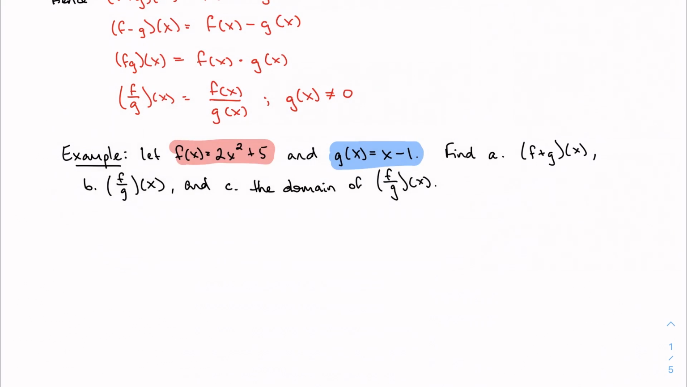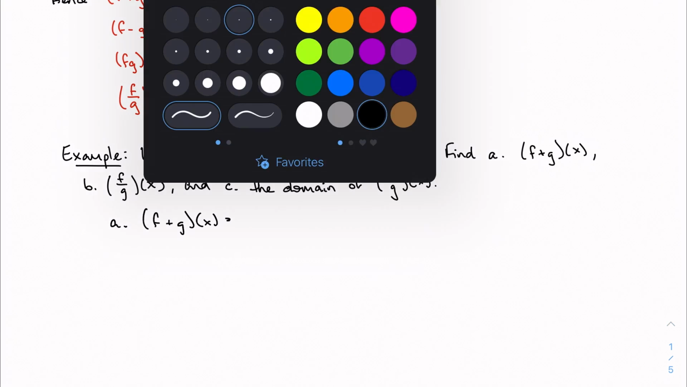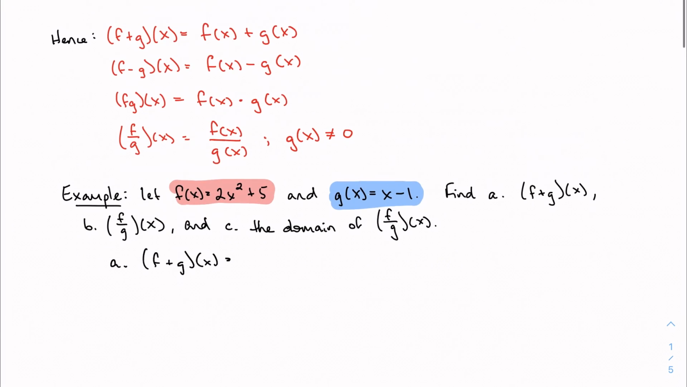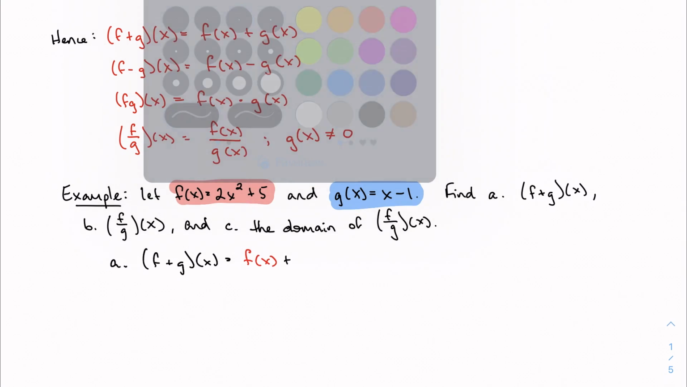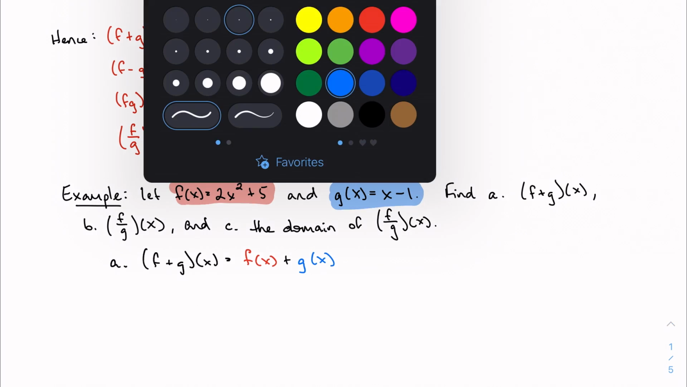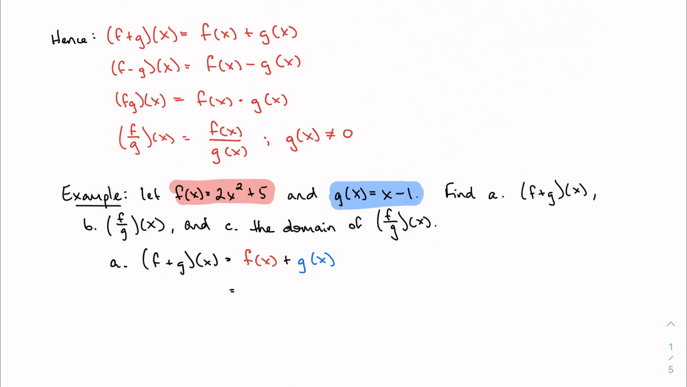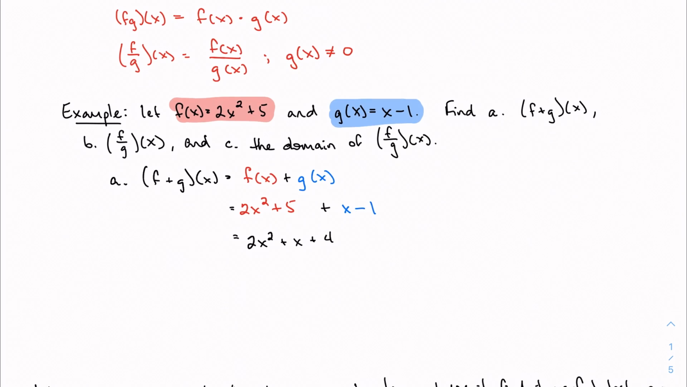So let's look at part A. If I've got f plus g of x, the first thing that tells us is to use our notation above. This is the same as f of x plus g of x. So I'm just going to substitute where appropriate. I'm going to leave a space so I don't have to keep changing colors all the time. 2x squared plus 5 plus x minus 1. I'm going to combine: 2x squared plus x plus 4, and I'm done. There's my new function. We've taken two functions, put them together, and gotten a new function.